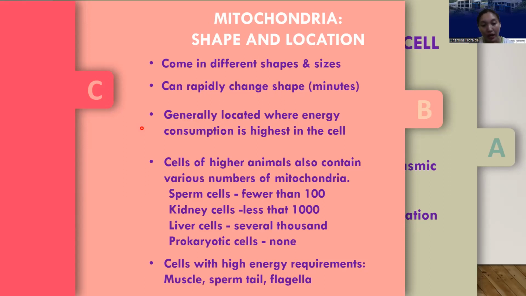So, what are the types of cells or parts of the cell that have many mitochondria? Of course, the muscle, then the tail of the sperm cell, and then the flagella.